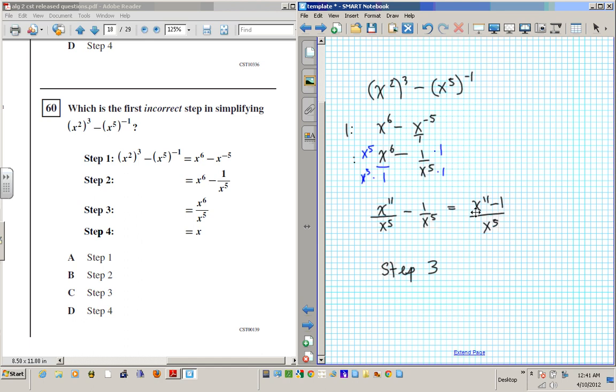If he did that, this is what he's gonna get. Okay, I got 11 by adding 5 and 6. So step 3 is incorrect.